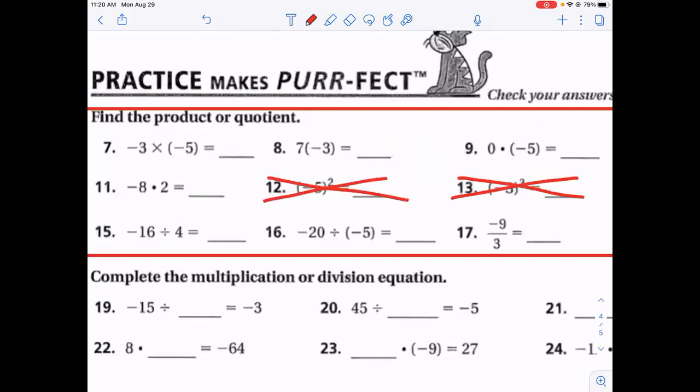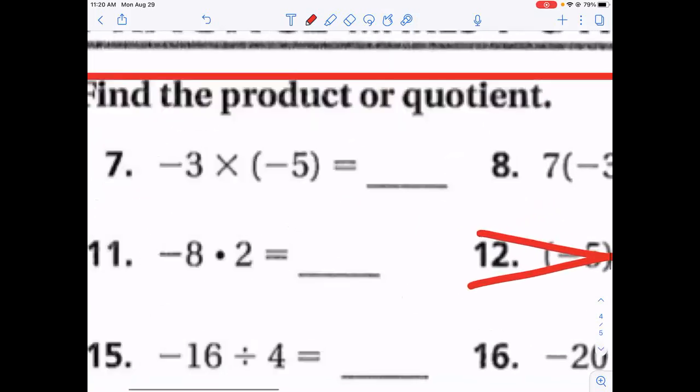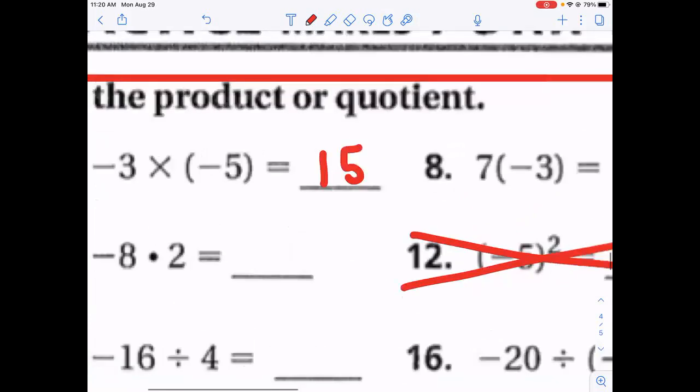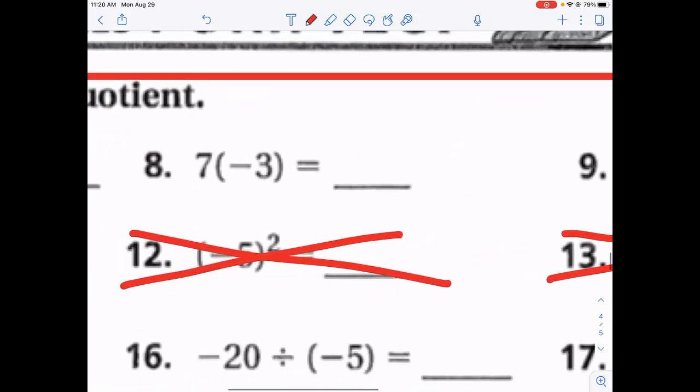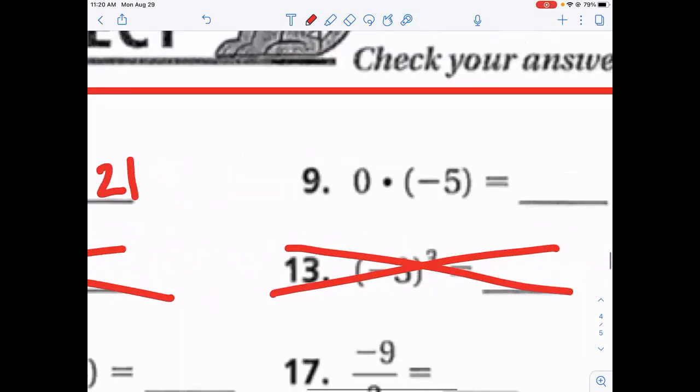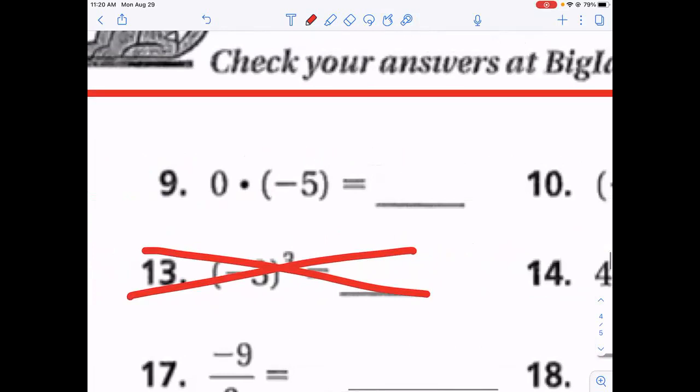Let's start working on these. Brady, what's the answer to number 7? Positive or negative? Positive. Negative times a negative is a positive. Very good. Number 8. Didn't we do this one? Yes, twice already. Negative 21. Positive times a negative is a negative. 7 times 3 is 21. All right, Trent, what's number 9?